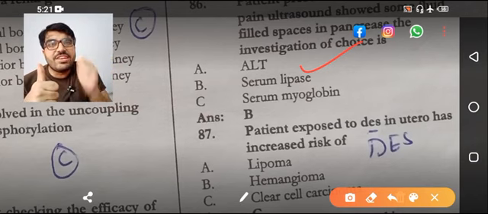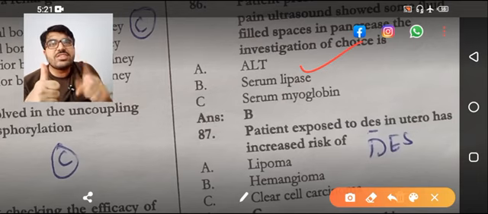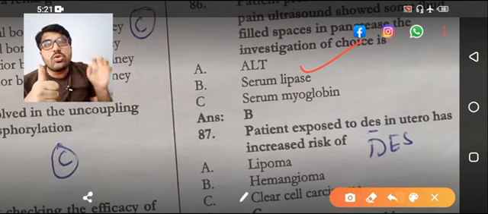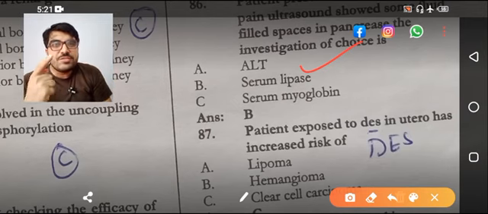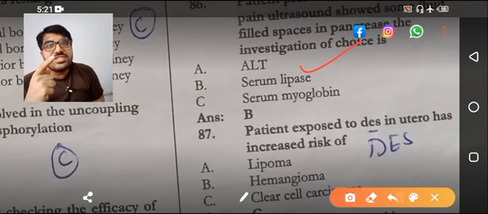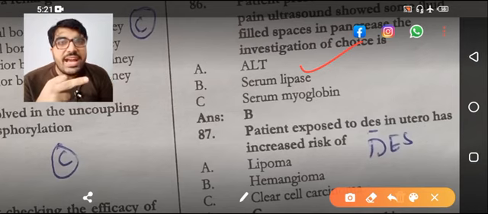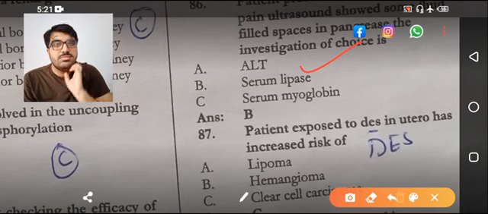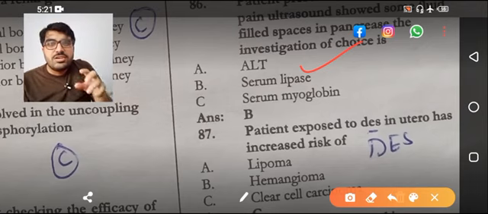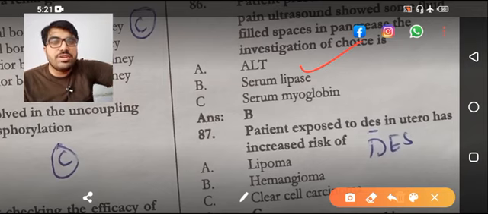Sensitivity means if it is negative, it is good; if it is positive, it does not include pancreatitis. Specificity is good if the test is positive. If it is positive, it is a true positive and this is the disease. If it is negative, it does not necessarily exclude the disease. Sensitivity, SnNout, rules out the disease. Specificity, SpPin, rules in the disease.